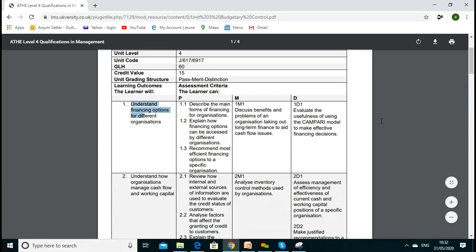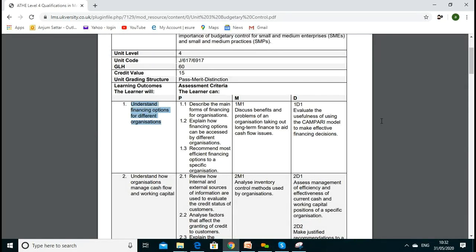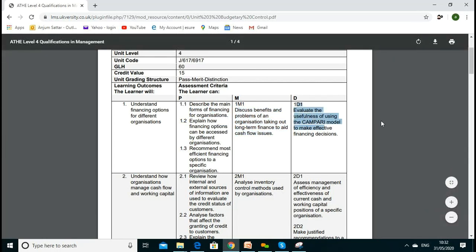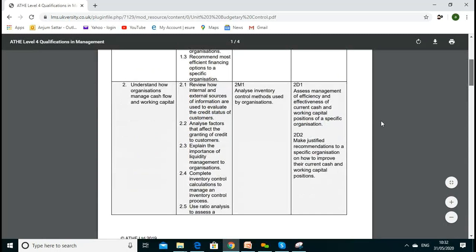So today's lesson will go through LO1, financing options for different organizations. We'll describe the main sources of finance, explain the financing options for organizations, recommend different and efficient options, and discuss the benefits of long-term finance. We'll also discuss the CAMPARI model for sources of finance. On the basis of this, we can decide.